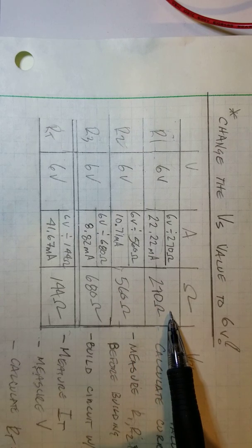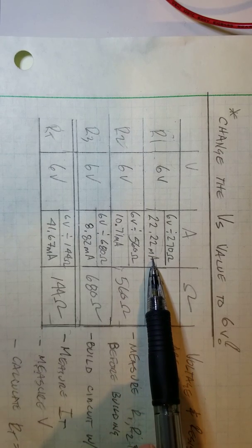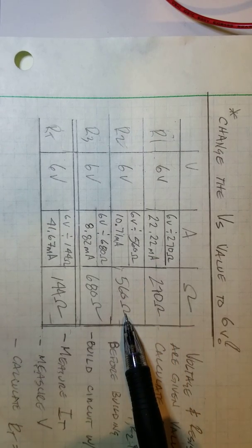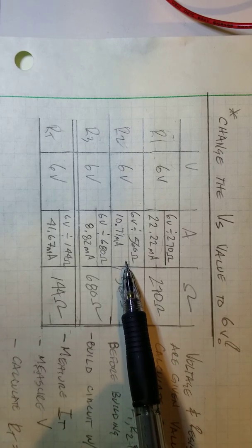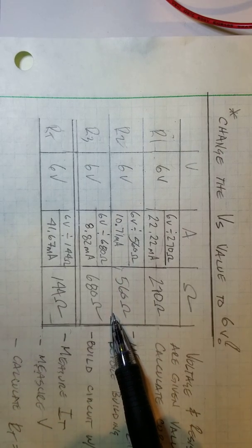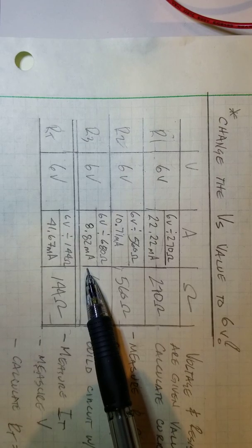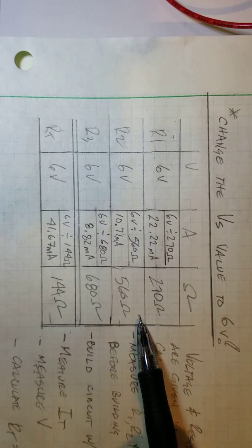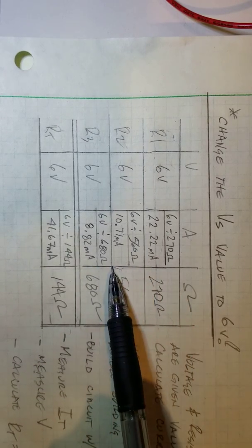In the 270 ohm resistor, I have a little over 22 milliamps. In the 560, I have a little over 10 milliamps. And then this 680 has about 9 milliamps. So you see, as the resistance gets larger, the current gets less.